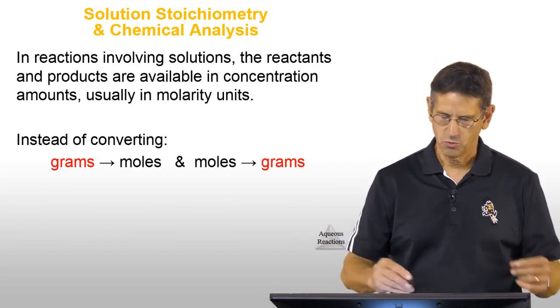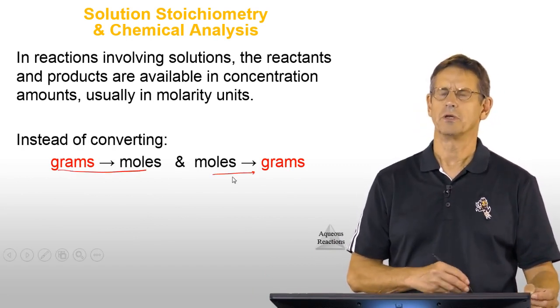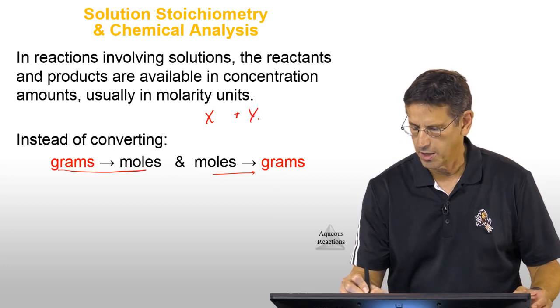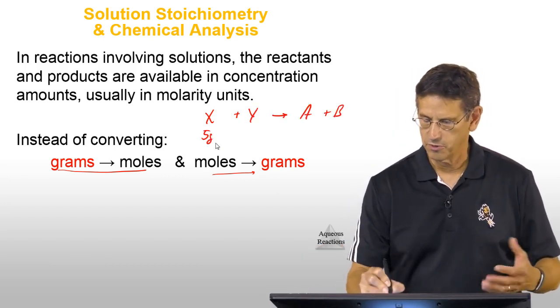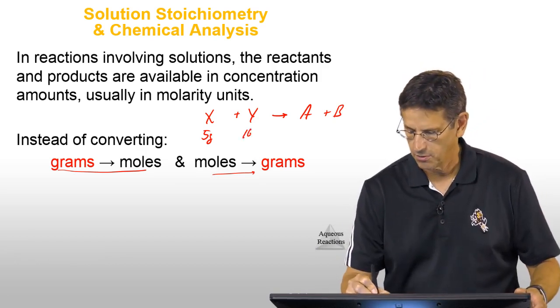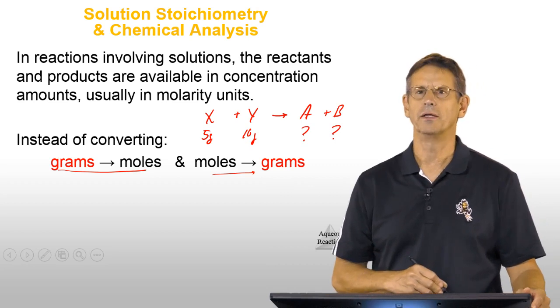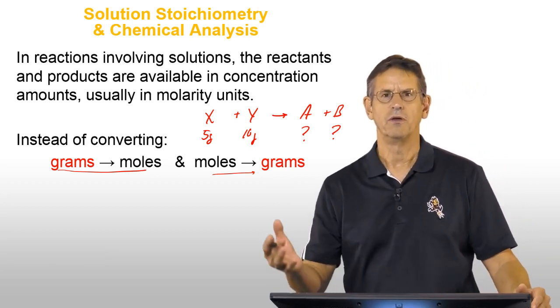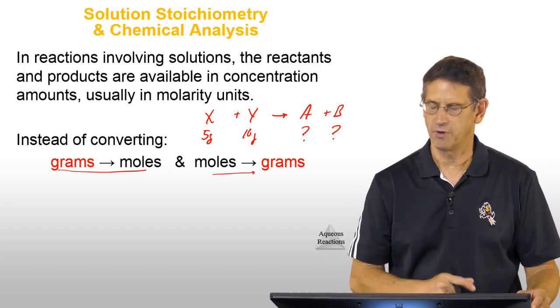In the past, we were dealing with grams to moles and then moles to grams calculations. So we had X plus Y going to A plus B, and I said 5 grams of X and 10 grams of Y. How many grams of A and B do we get? You have to do the mole conversion. You have to then decide what the limiting reactant is. We're still going to worry about the limiting reactant here.